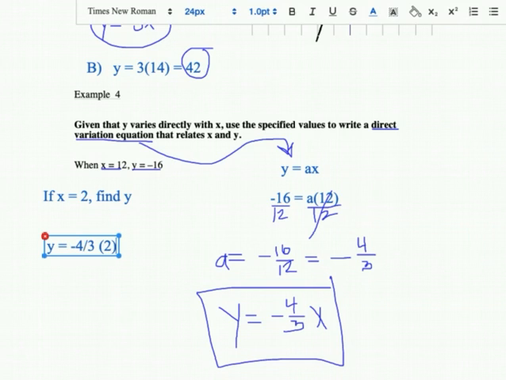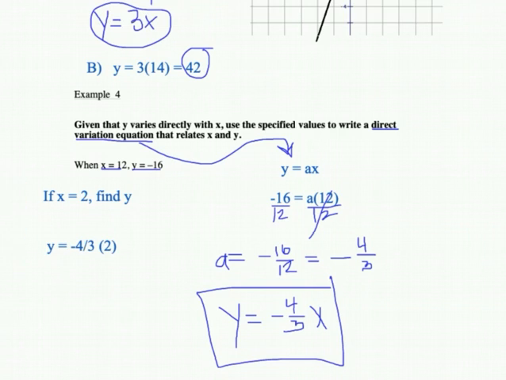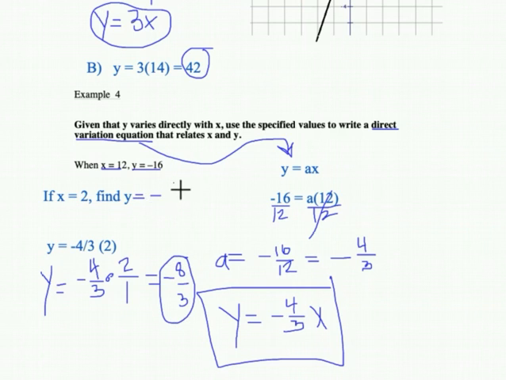And negative 4/3 times 2, I'm going to write that over here. That's going to be negative 4/3 times 2 over 1, because 2 is 2 over 1. The reason I want to write it as a fraction is because I'm multiplying fractions. And to multiply fractions, I'll just have negative 4 times 2, which is 8, and I'm going to make this fraction negative 8, over 3 times 1, which is 3. So when x equals 2, y will equal negative 8/3.